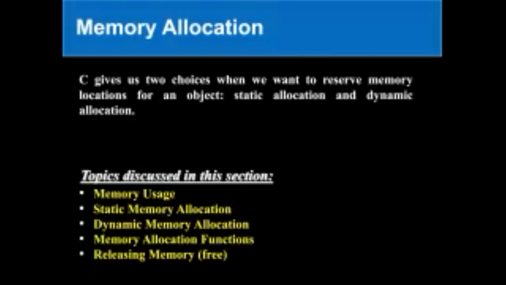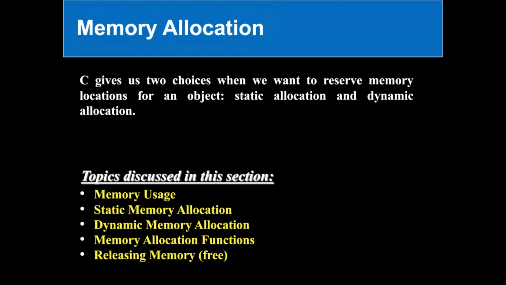Let's talk about memory allocations. C gives us two choices when we reserve memory. One is through static allocation, which is what we call memory allocations on the stack. Another is through dynamic allocation, which is what we call allocations on the heap. These are two different memory locations.